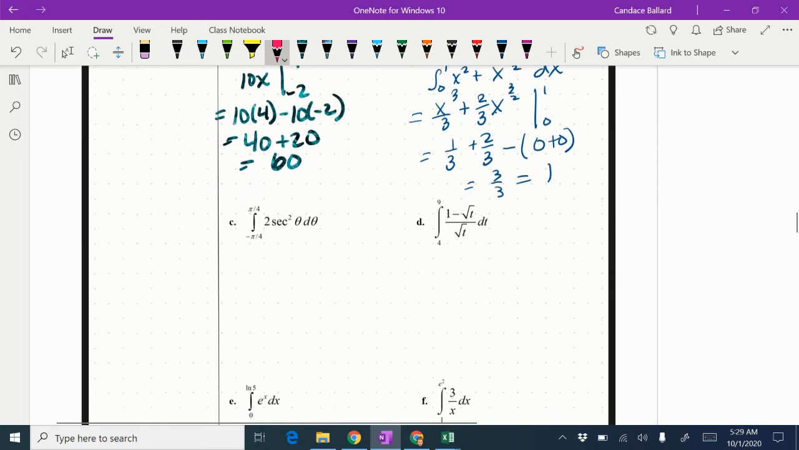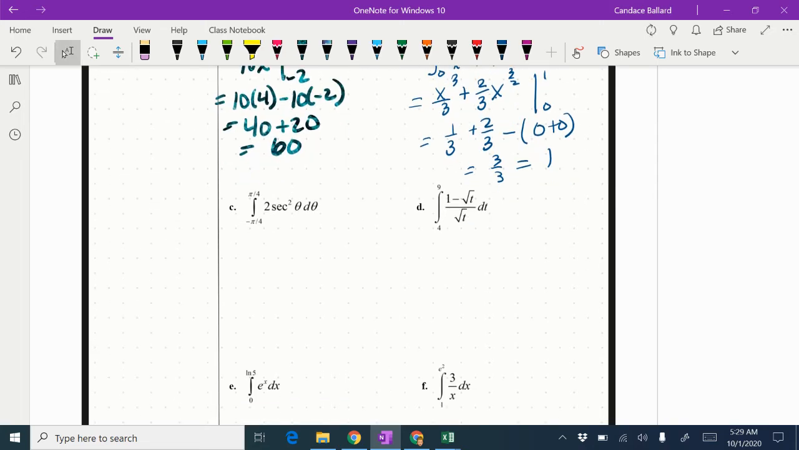Okay, let's take a look at C. I could take that 2 out front, but I don't have to. It's just going to hang out as a coefficient. We know from the last lesson that with our trig integrals, when we integrate secant squared, we get tangent of theta. And we're going to evaluate that from -pi/4 to pi/4.